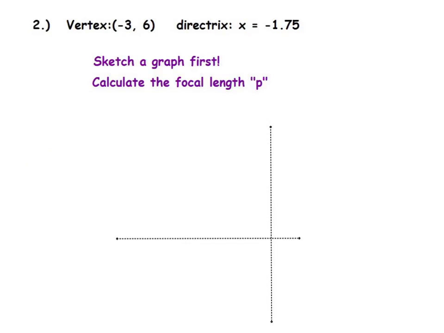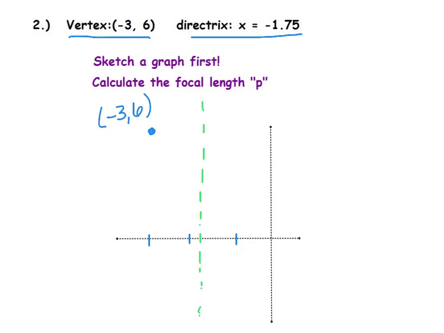In our next example, we are given the vertex again, but this time we're given the directrix. So start by sketching the graph. So the vertex is at, let's go 1, 2, 3, so at negative 3, 6. I'm going to say it's about right there. So I'm going to label that as negative 3, comma 6. My directrix is x equals negative 1.25, which is about right here. And since it's x equals, that means it is a vertical line going through x equals negative 1.25.